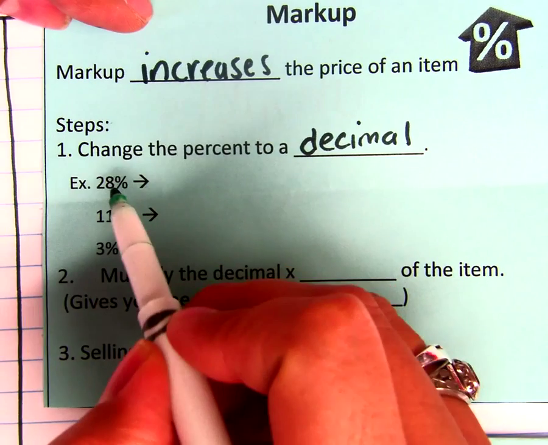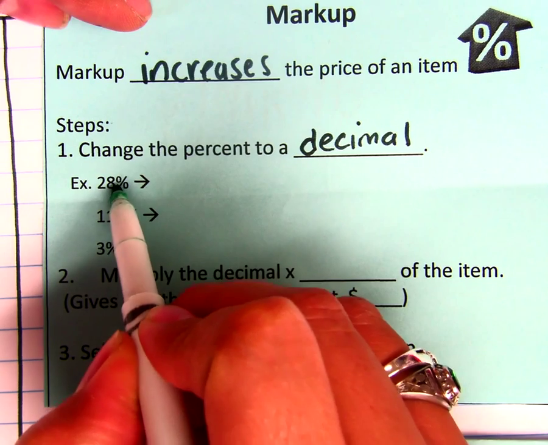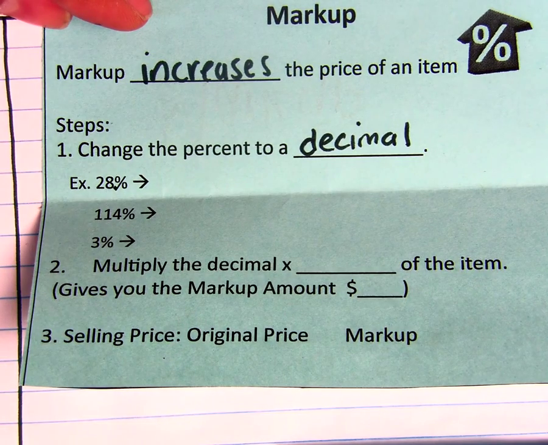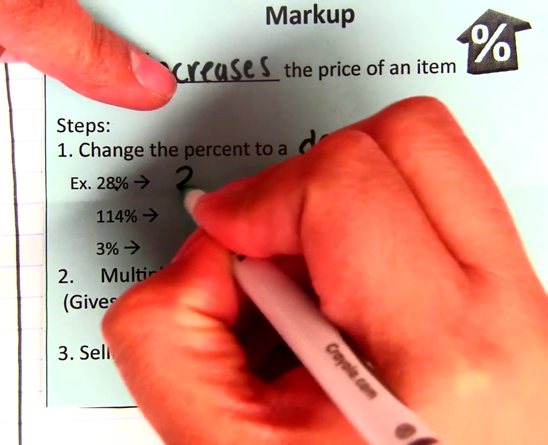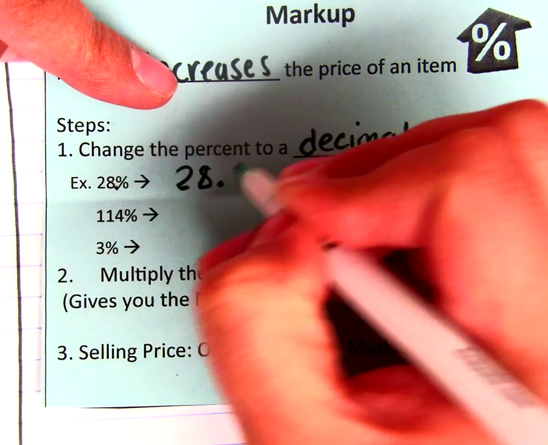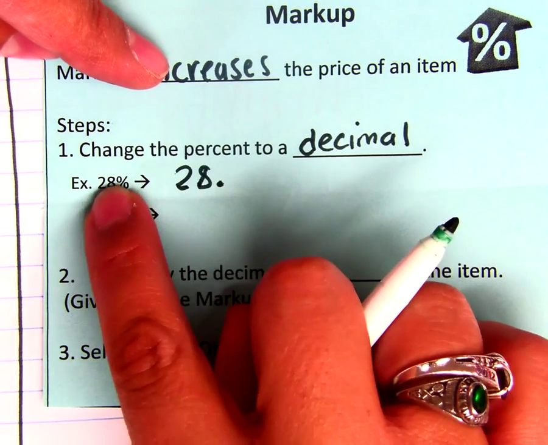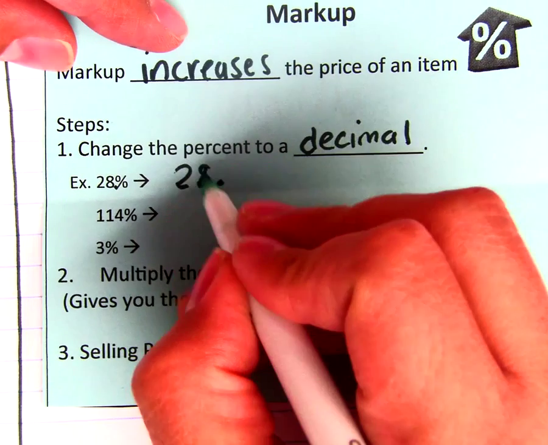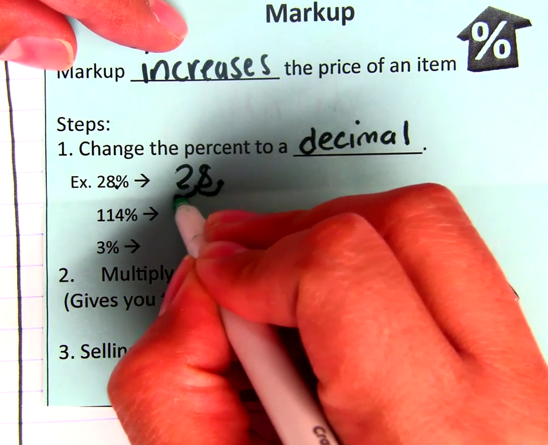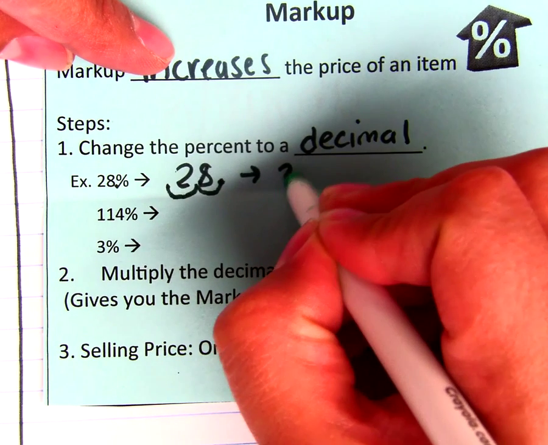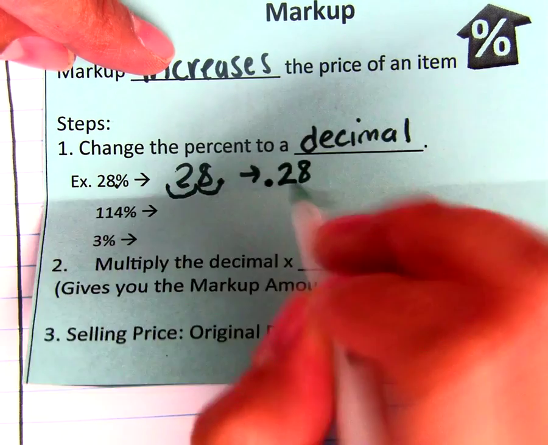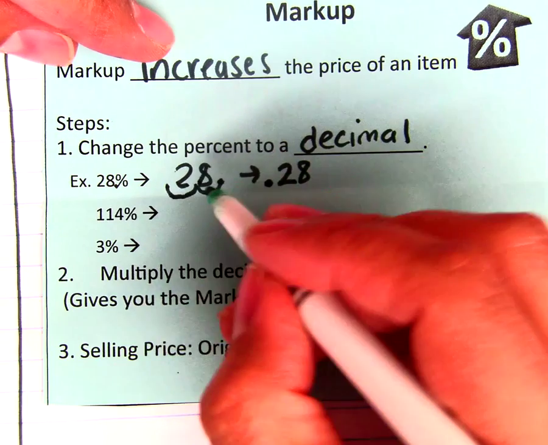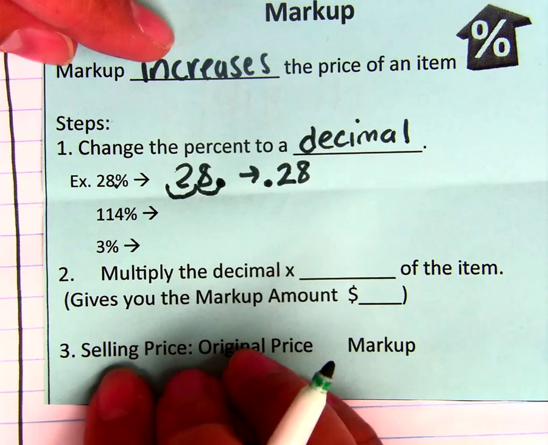So if we look at 28%, the point starts before the 28, right? So this is actually 28 point. The percent, right? The decimal is actually on that right side. So how do we turn it into a decimal? We move it 2 places to the left. So it's going to become 0.28. So we started all the way to the right, and then we went 2 to the left.